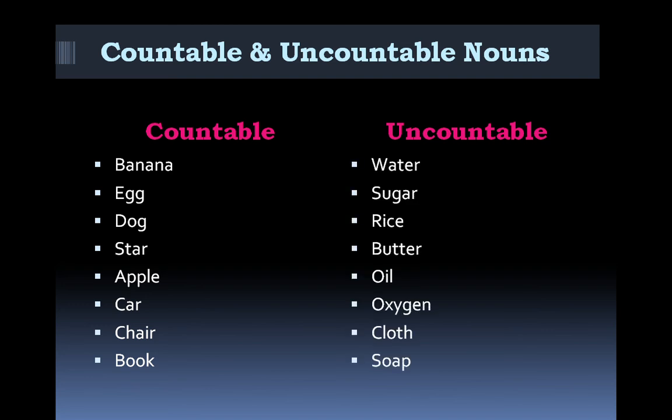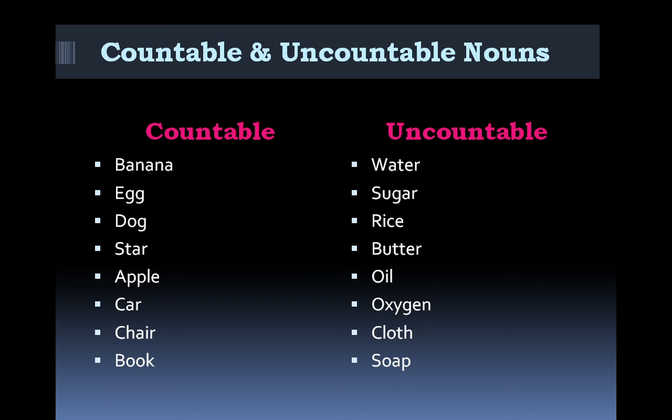And now, uncountable nouns: water, sugar, rice, butter, oil, oxygen, cloth, soap. All these things can be measured, not counted. I can't say 1 water, 2 waters, 3 waters. And that's what makes them uncountable nouns.